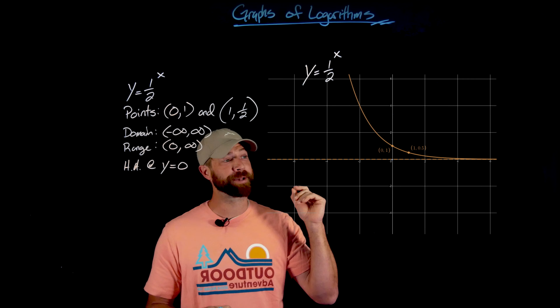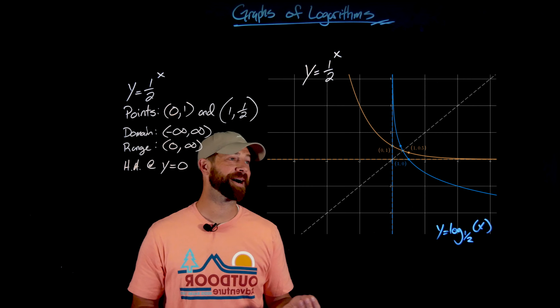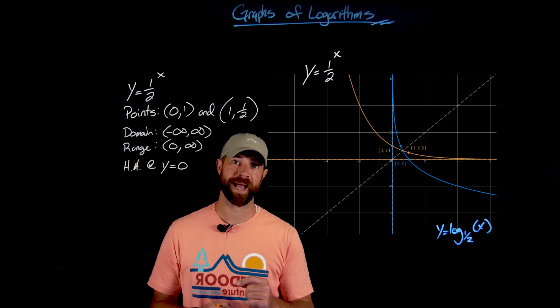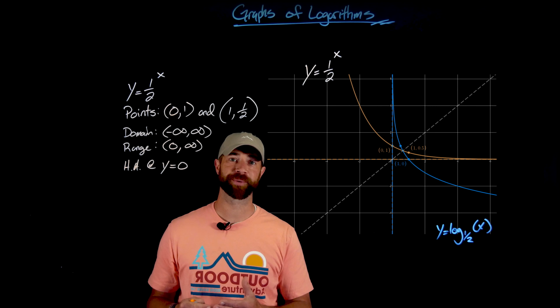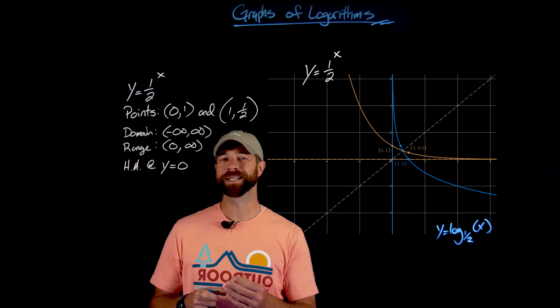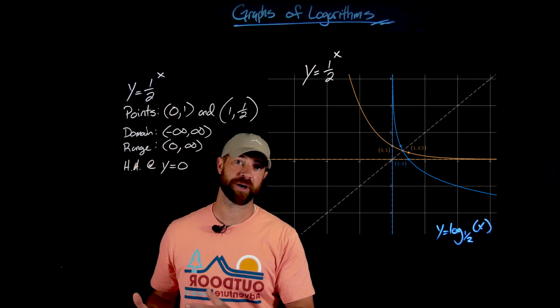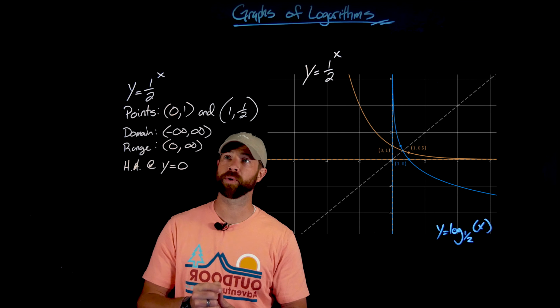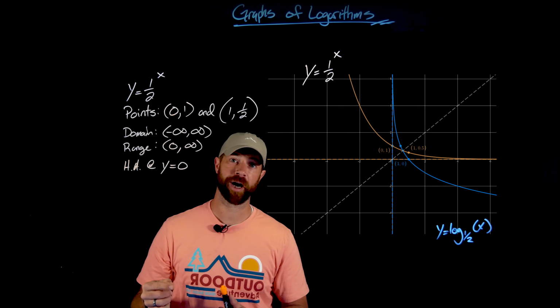And then now if we reflect this over the line y equals x, here we have the graph of y equals the log base 1/2 of x. Importantly, this function is also a decreasing function, just like our exponential. Though it looks significantly different, it actually has all the same attributes as our other log function. It goes to the point 1 comma 0, which is the reflection of this, and 1/2 comma 1.